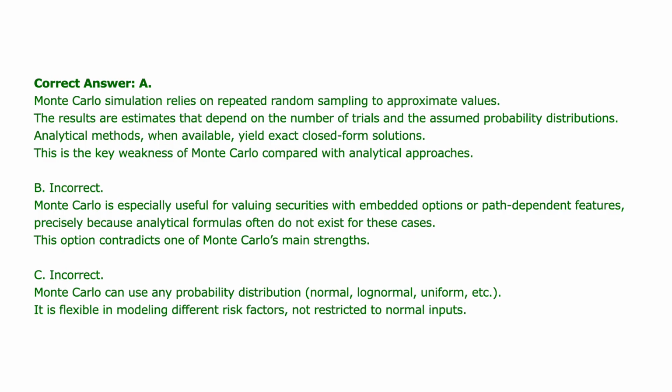Monte Carlo simulation provides statistical estimates rather than exact solutions. It relies on repeated random sampling, so results are approximations. Analytical methods, when formulas exist, yield exact closed-form solutions. Option B is wrong because Monte Carlo is actually useful for complex embedded options. And option C is wrong because Monte Carlo is flexible and can use many different distributions, not just normal.